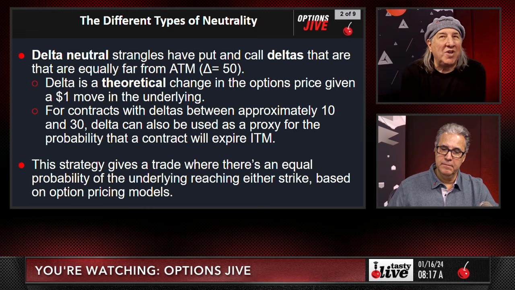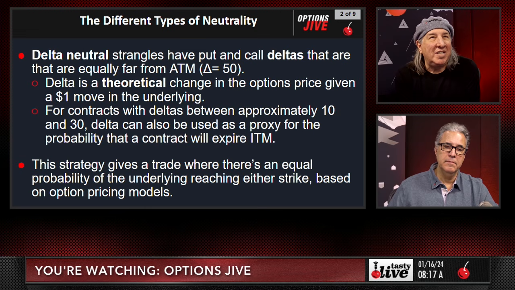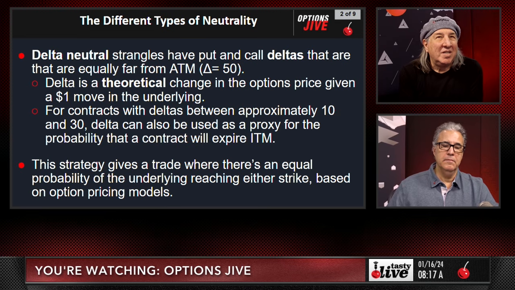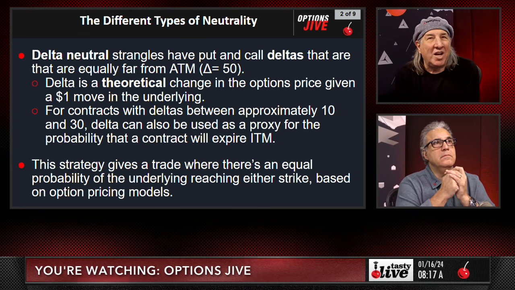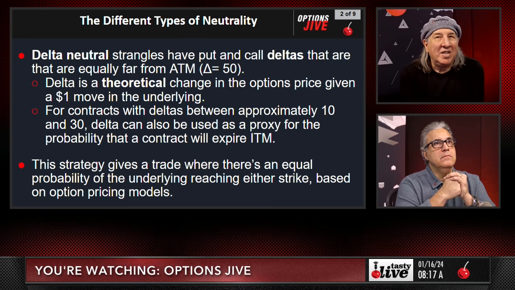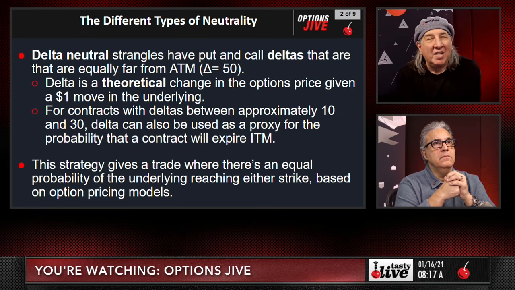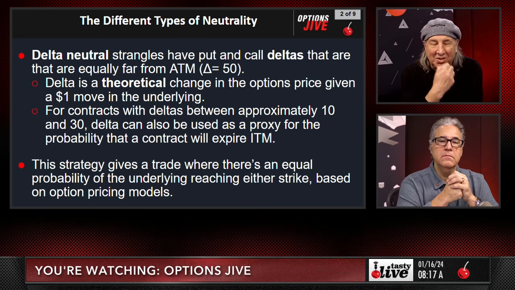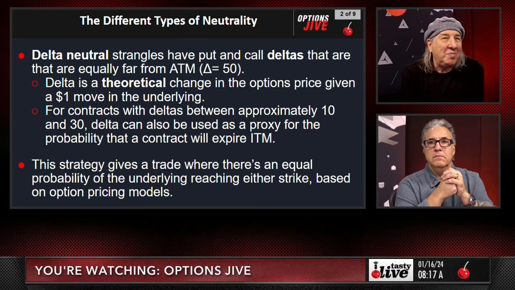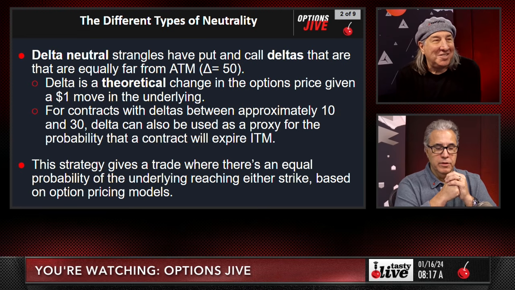Delta neutral strangles have a put and call with deltas that are equally far from the at the money. Delta is the theoretical change in an option's price given a $1 move in the underlying. For contracts with deltas between 10 and 30, delta can be used as a proxy for the probability of that contract going in the money. This strategy gives a trade where there's an equal probability of the underlying reaching either strike based on the option pricing models. The reason we use 20 delta is because there's an 80% chance it doesn't get there. Let's go to the next slide.